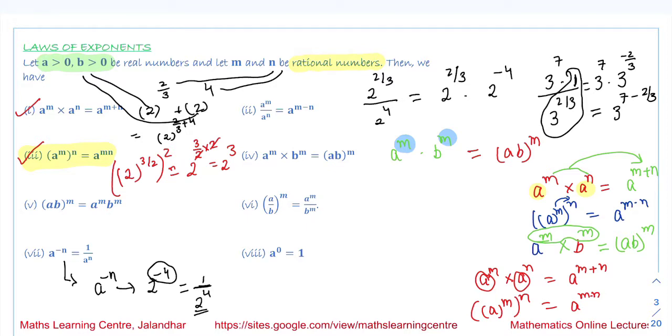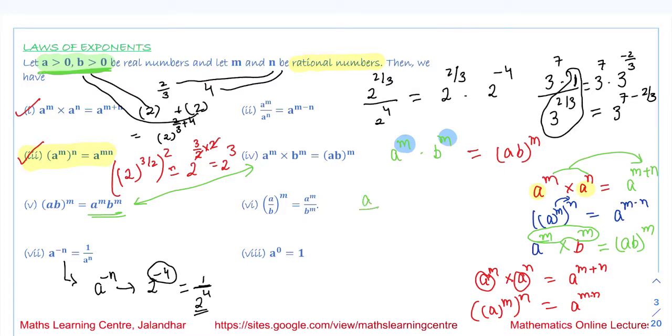Similarly, if we have (ab) raised to the power m, these two properties are just similar. We can separate the terms a raised to the power m and b raised to the power m. But in this property we are talking about, a is greater than 0 and b is greater than 0, both real numbers, positive. It is very important here. Without this condition, these properties may not hold.